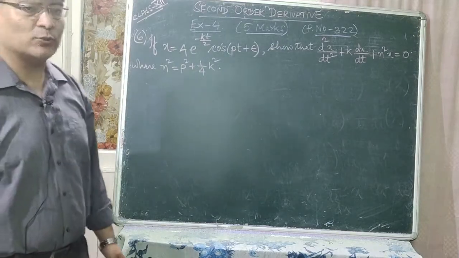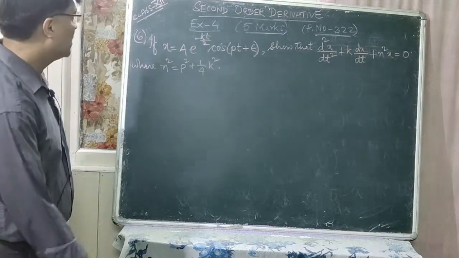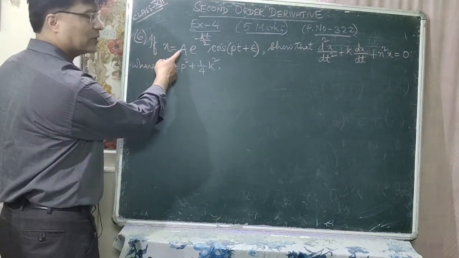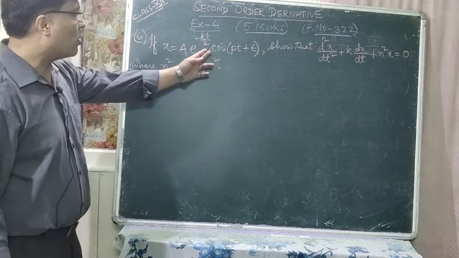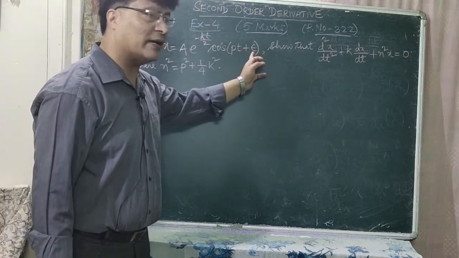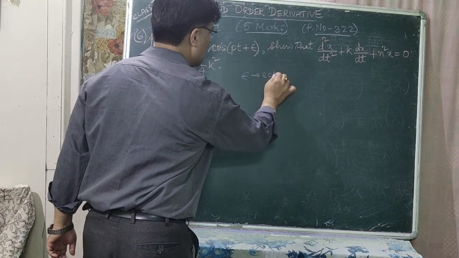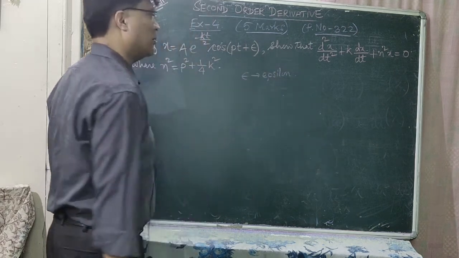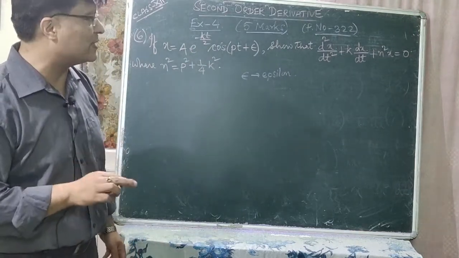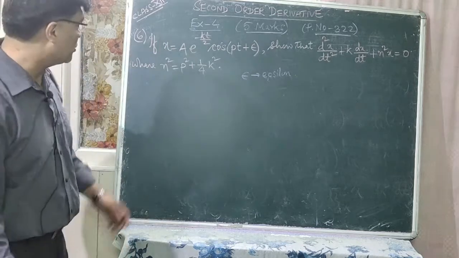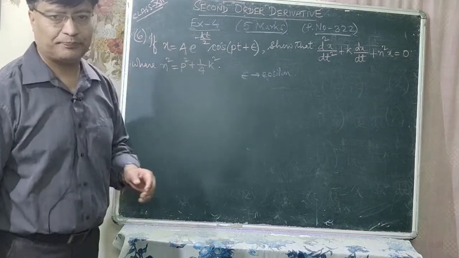In the last class we did question number 5. Now let's start this question number 6. If x is equal to capital A e to the power minus kt divided by 2 cos pt plus epsilon, this is your epsilon. Okay, this is known as epsilon. You have to show that d2x by dt square plus k dx by dt plus n square x is equal to 0, where n square is equal to p square plus 1/4 k square.